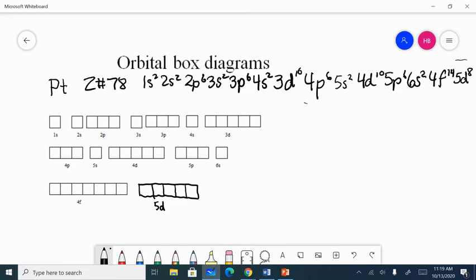If I go back to my previous filled shell, that's 5p6. At the end of 5p6 is xenon, 54. When I put xenon in brackets like this, all 54 electrons that represent xenon are in there. And then I still have to represent my outer shell electrons. So this is the abbreviated configuration right here.